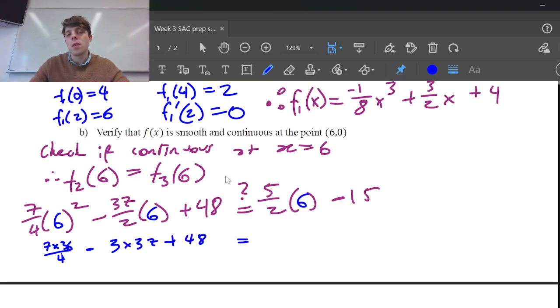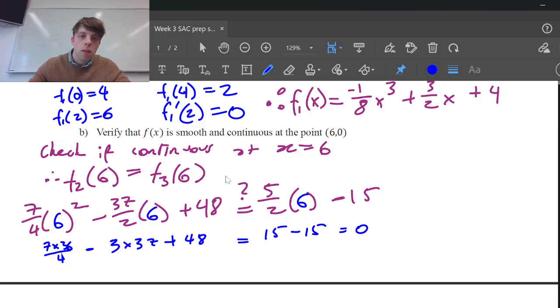Is that the same as, well, this one here should be a little bit easier to work out. That's going to be 30 divided by 2. So 15 minus 15, which is equal to 0. So that right-hand side is definitely equal to 0. We might need to check this one here a little bit more closely.